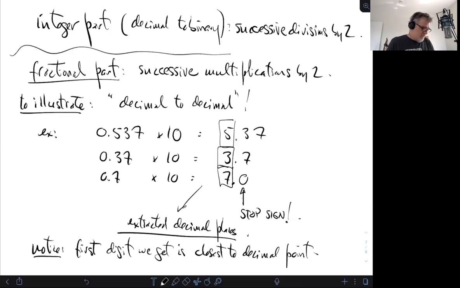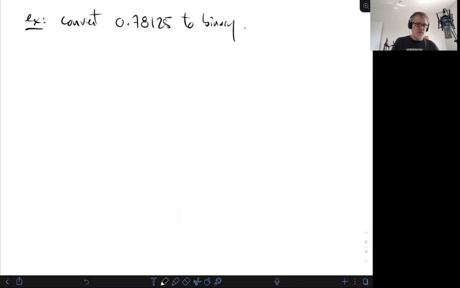Okay, so let's take an example where we go to binary. We're going to convert 0.78125 to binary. This is a fraction written in decimal, and I want to write it in binary. So how do I do this? Successive multiplications by the base I'm interested in, which is base 2.